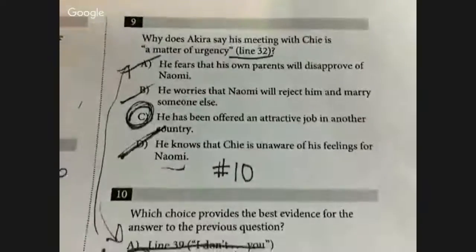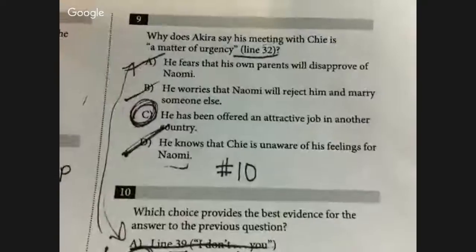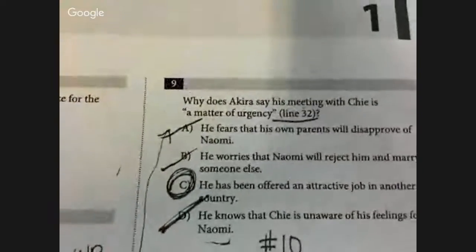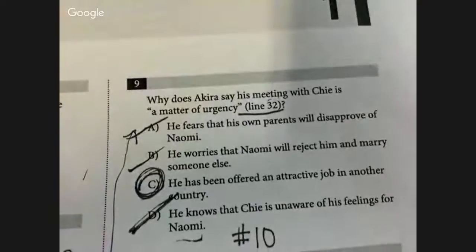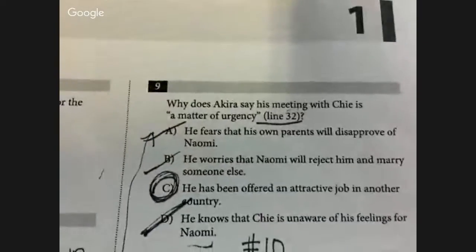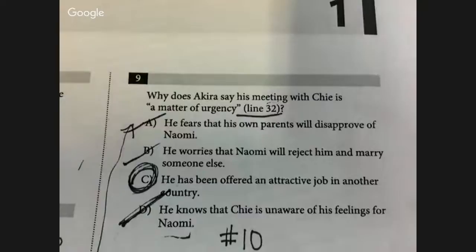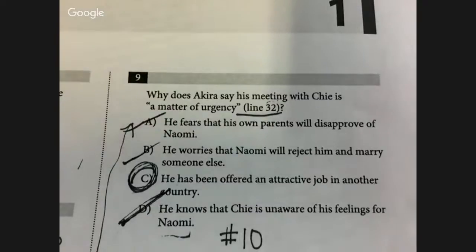And now we can look at question number 9. Why does Akira say his meeting with Chie is a matter of urgency? He fears that his own parents will disapprove of Naomi. That is never brought up. He worries that Naomi will reject him and marry someone else. This is also never brought up.